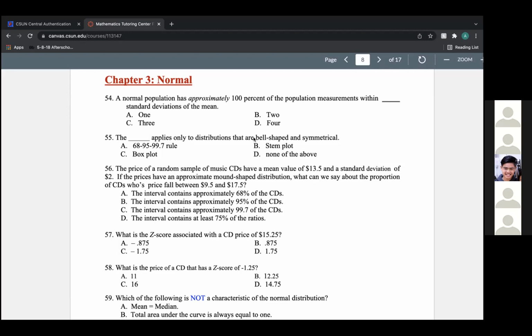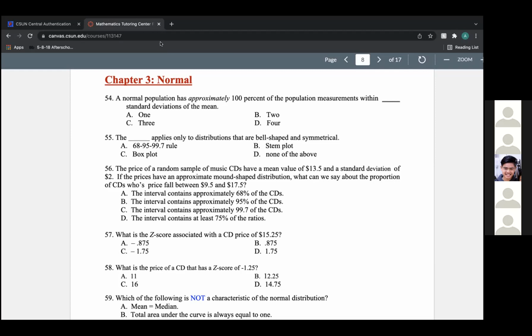56. The price of a random sample of music CDs has a mean value of $13.50 and a standard deviation of $2. If the prices have an approximate mound-shaped distribution, basically, assume it's normal, what can we say about the proportion of CDs whose price falls between 9.5 and 17.5? That's 2 deviations down and 2 deviations up, 2 deviations in either direction. The answer is B, 95%. Do we agree? I hope we agree because it's correct.